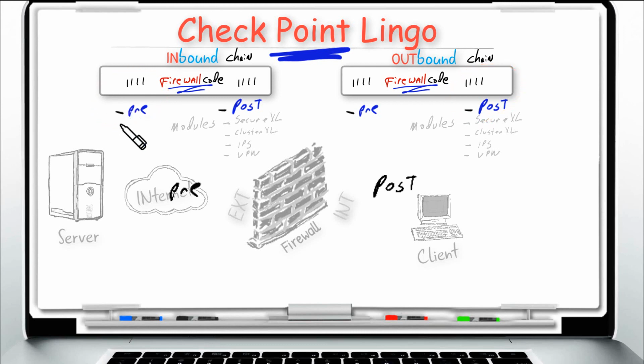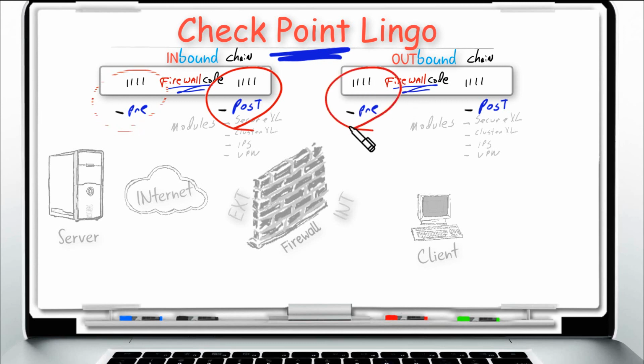Anything running before the firewall code, we call it the pre-inbound. Anything running here after the firewall code, we call it the post-inbound. Anything in the outbound chain that's running before the firewall code, we call it the pre-outbound. And anything running after the firewall code, we call it the post-outbound.